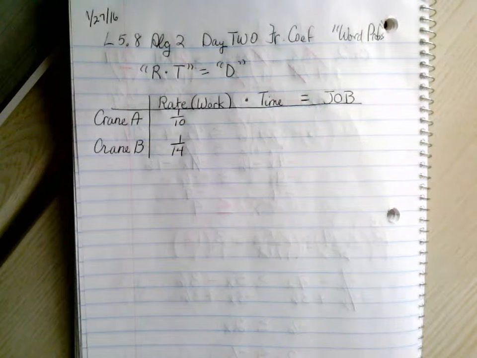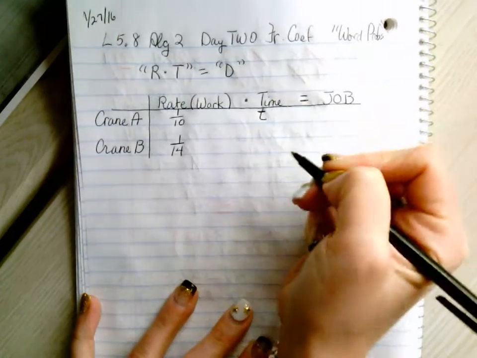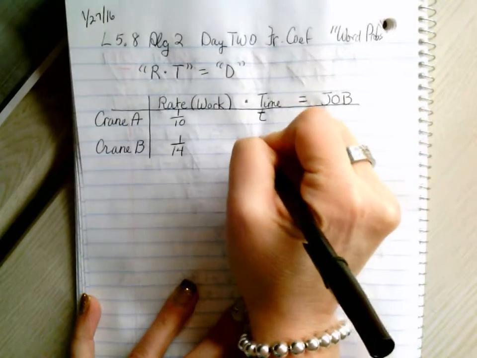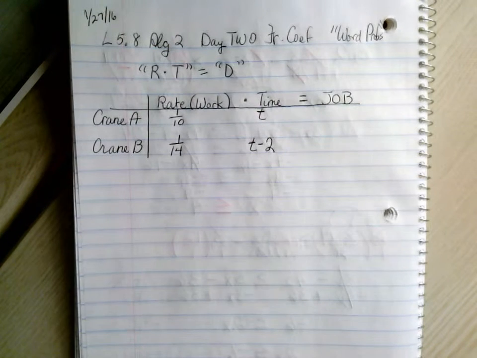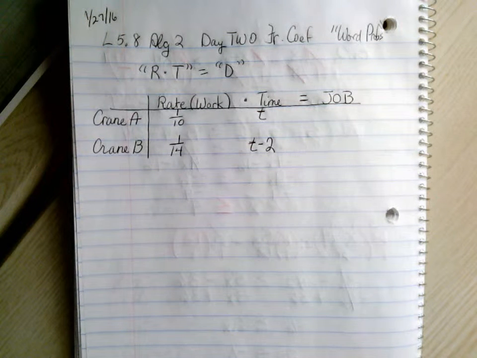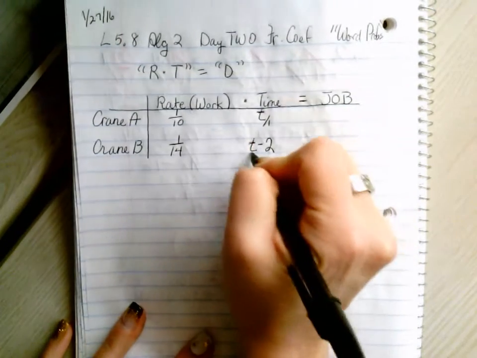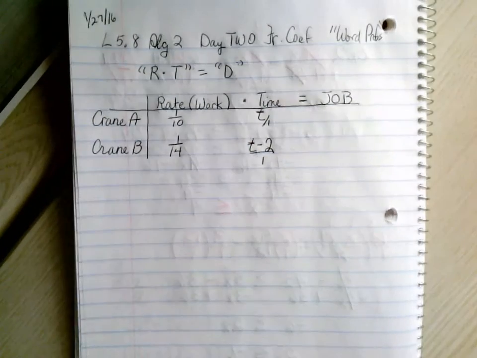Crane A started to unload at noon and was joined by B 2 hours later. So to translate this, I'm going to say crane B had 2 hours less worth of time than crane A. Would you agree with me based on their definition? So how do I multiply this out? Well, keep in mind that you're going to throw a 1 under both of these things.